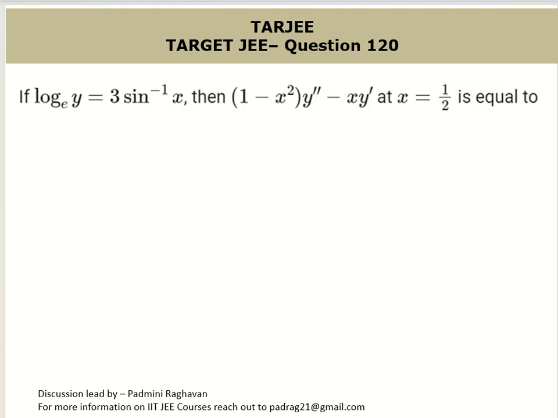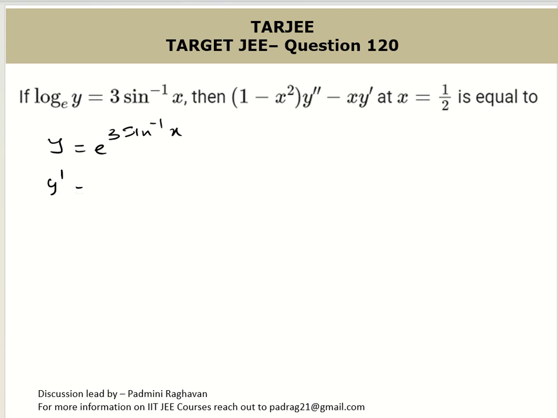So we are given ln y is equal to 3 sin inverse x. We need to find the value of an expression which involves y double dashed and y dashed. So from this expression, let us exponentiate on both the sides. We get y is equal to e power 3 sin inverse of x. By writing like this, it becomes easier for us to differentiate.